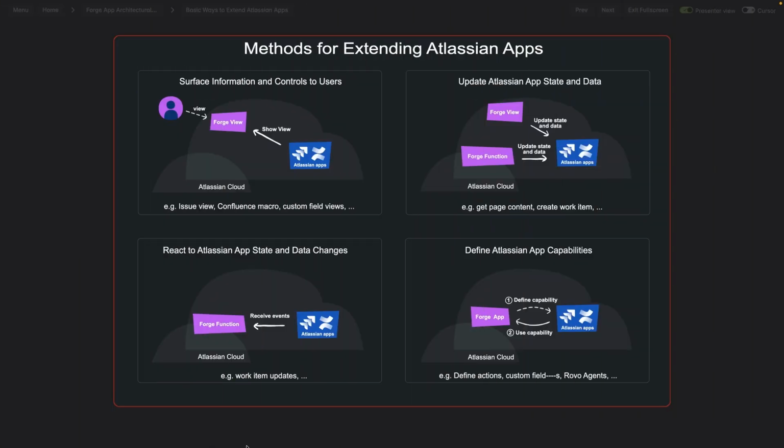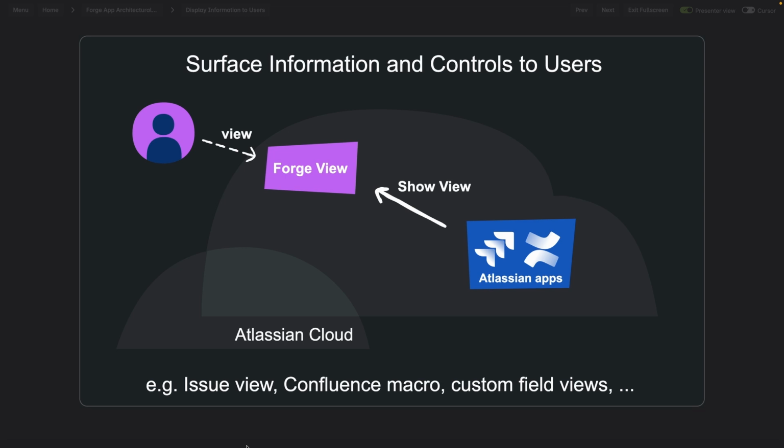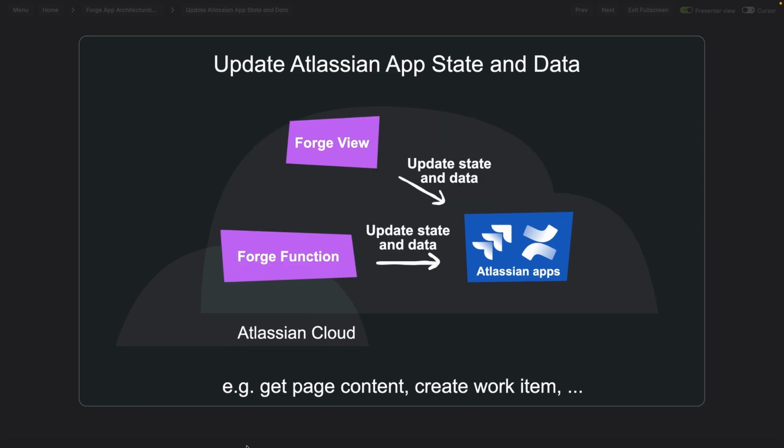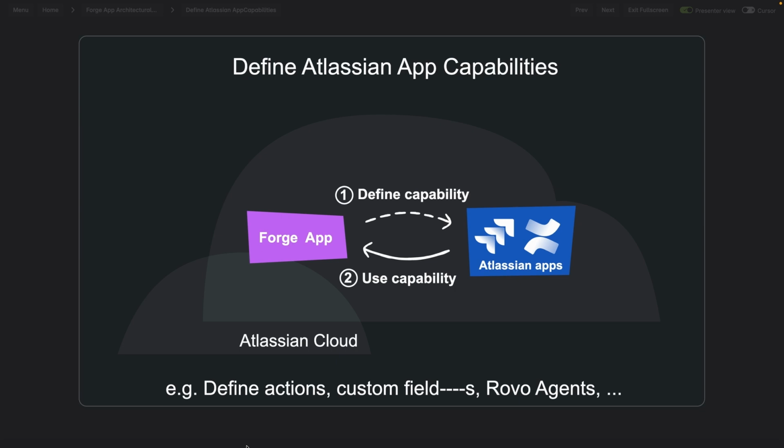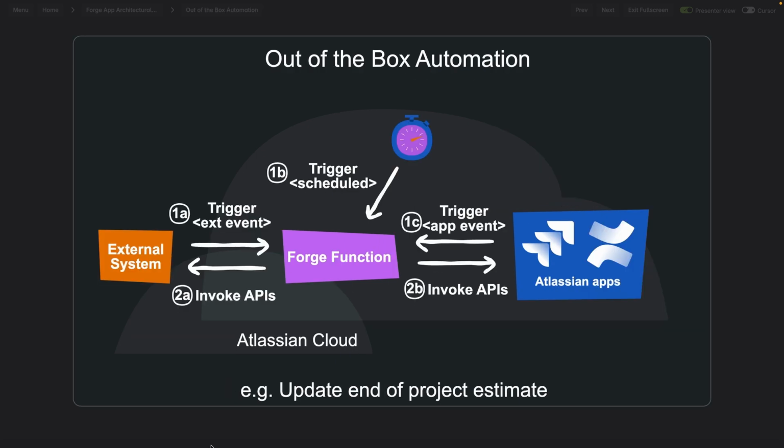The next set of patterns outline the different ways in which Forge apps can extend Atlassian apps, such as Jira and Confluence. Forge apps can surface information and controls to users. They can update the state of Atlassian apps, and they can receive events from Atlassian apps in order to take action, and they can define capabilities that Atlassian apps and their users can leverage. Next, we'll look at building automations.